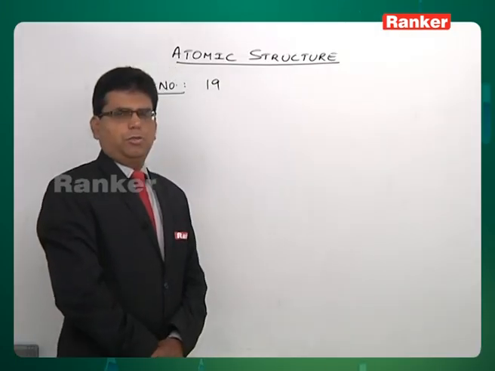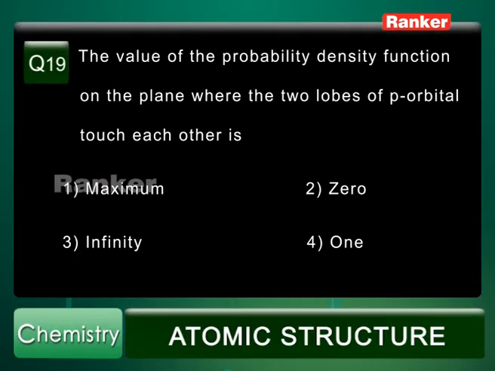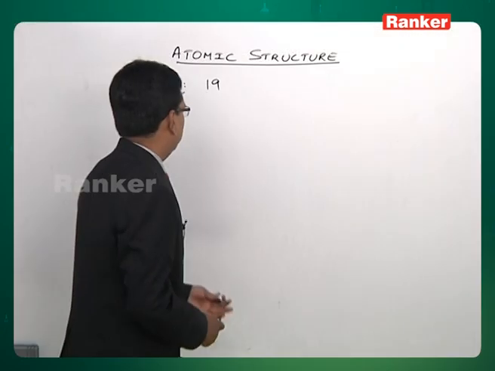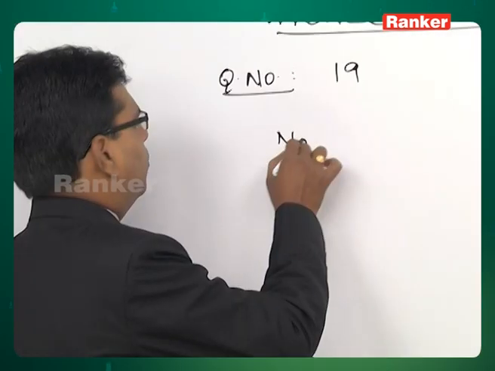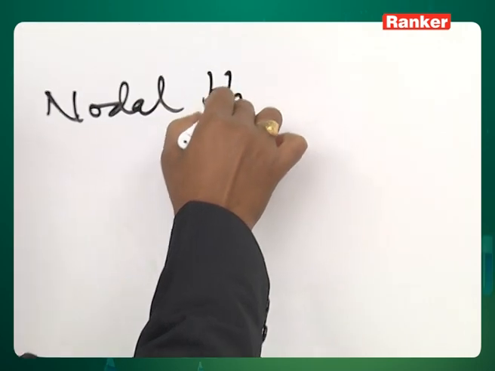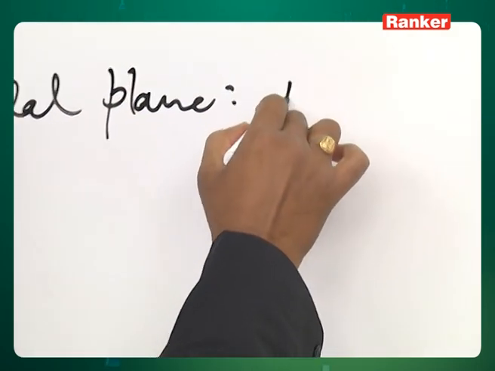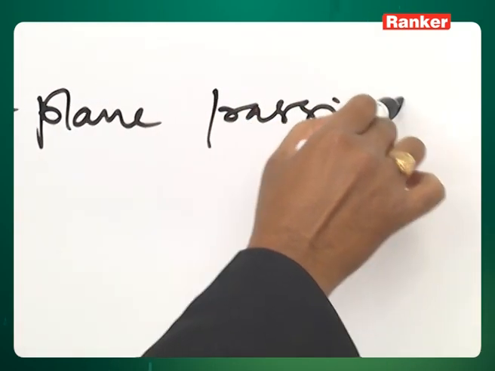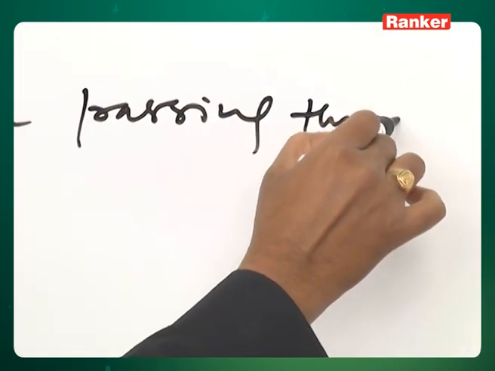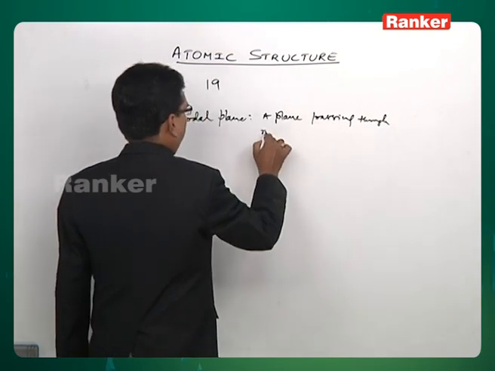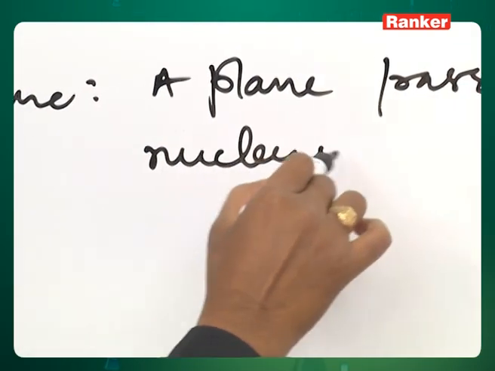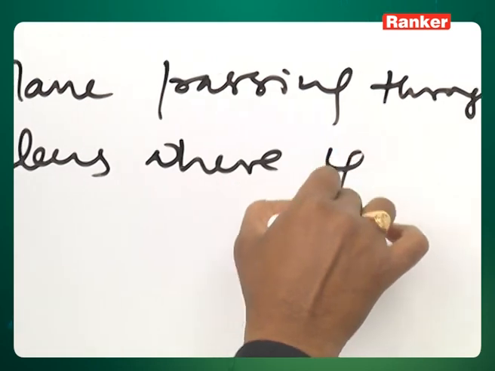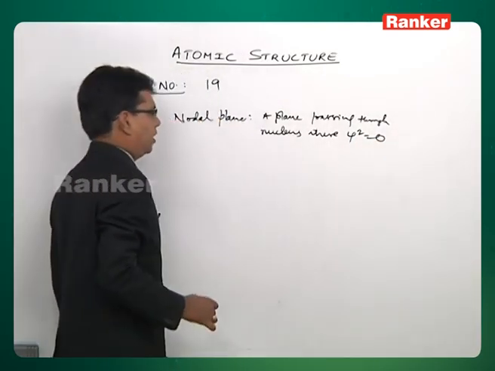Now, in question number 19, the value of the probability density function on the plane where the two lobes of a p orbital touch each other is asked. So this basically relates to the nodal plane. What is a nodal plane? A nodal plane is nothing but a plane passing through the origin, the nucleus, where psi square, that is the probability of finding an electron, is 0.